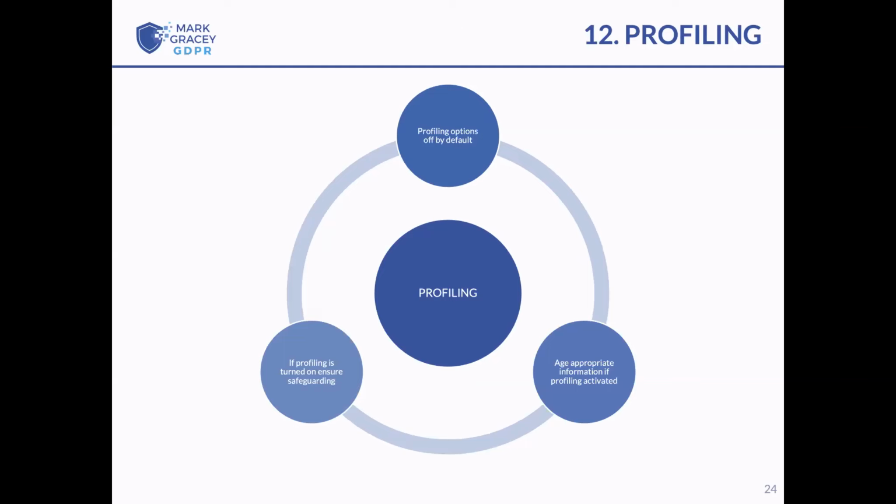The 12th standard is about profiling. So again, profiling options have to be off by default. If it is activated, then age appropriate information has to be provided. And if profiling is turned on, then the safeguarding and the protection of the child has to be proportionate. It's not saying you can't do profiling based on the data that a child is providing through the use of the service, but you mustn't do that by default. If it's turned on, you need to explain that in an age-appropriate way, and you have to do it in a way that safeguards and protects the child. And also, don't forget, of course, GDPR has an individual right around things like automated decision making, which includes profiling as well.